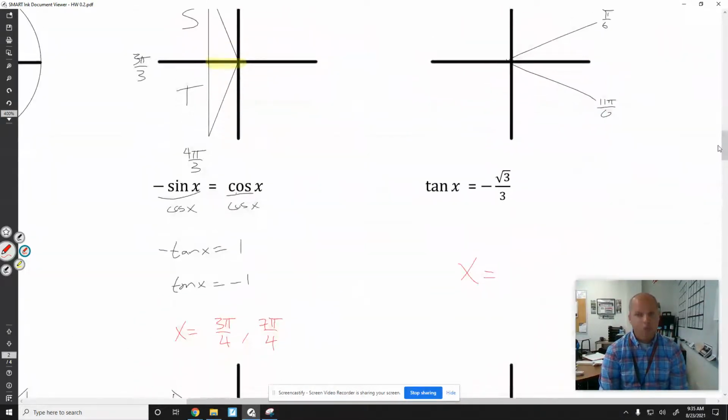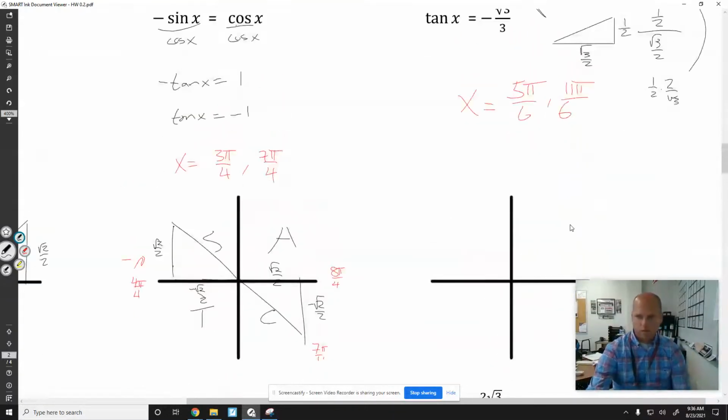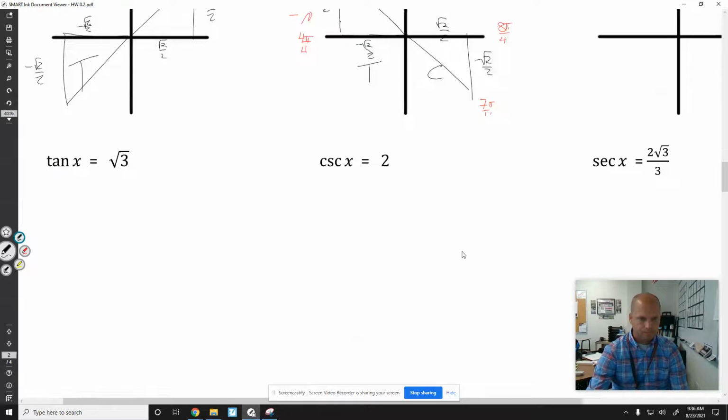5 pi over 6, 11 pi over 6. This would be good practice if you didn't do this one. Practice of figuring out the triangle's orientation, figuring out it's got to be 1/2 over root 3 over 2 to get the 1 over root 3, which then simplifies to be root 3 over 3 after you rationalize it. Opposite over adjacent, 1/2 times 2 over root 3. That turns into root 3 over 3. And then making sure you understand tangent's negative here and tangent's negative here. Second quadrant, fourth quadrant.